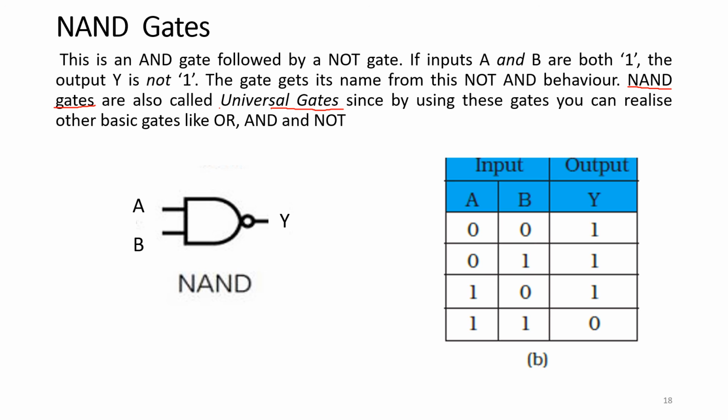Inputs A and B are shown here. If any of the inputs is 0, output is 1. So you see here both are 0, output is 1. If any one input is 0, output is 1. See here, when both are 1, output is 0. This is the reverse of an AND gate. It is inverted.